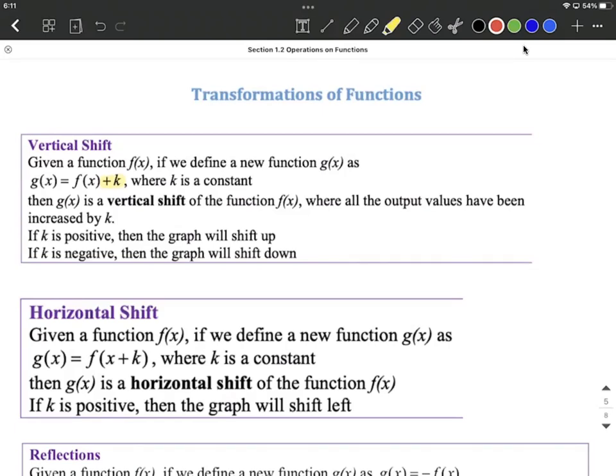If we're adding, it moves up. If we're subtracting, it moves down. Now, if we attach a number directly to x, like group it in with the x, it's going to be a horizontal shift. However, it kind of works the opposite direction we think it should. If you have x plus 2, instead of moving to the right 2, you actually move to the left, and vice versa for subtracting a number directly from x.